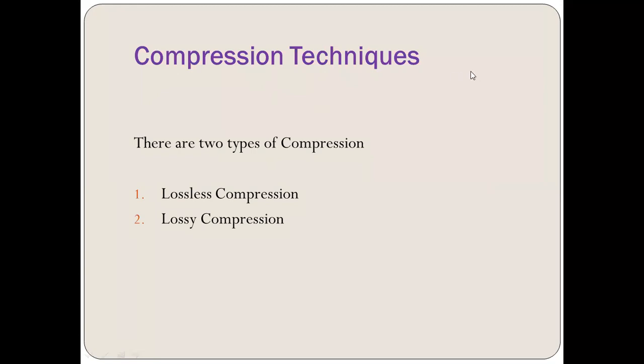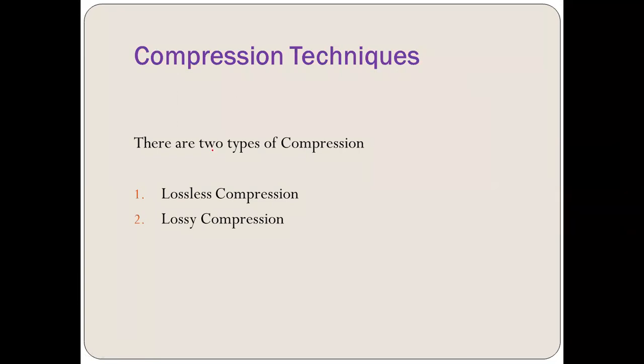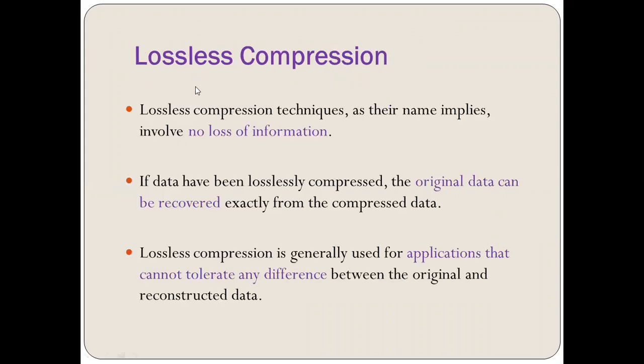Now we'll see that we have different methods for compression. Basically, there are two types of compression techniques or compression methods. So we are going to study the compression techniques. The first one is called lossless compression and the second one is called lossy compression. Now we are going to understand what is lossless compression and what is lossy compression. So let's see one by one.